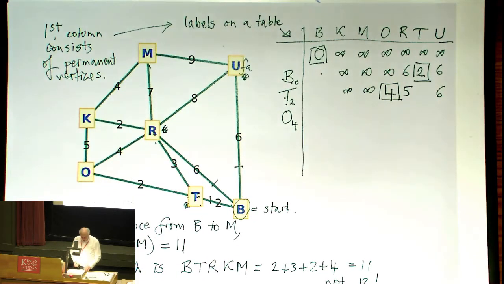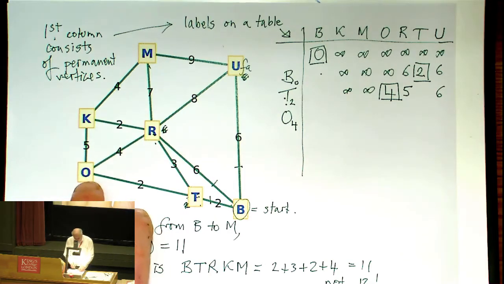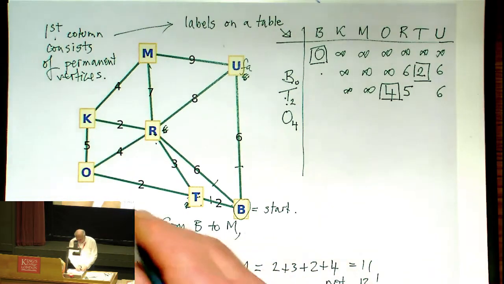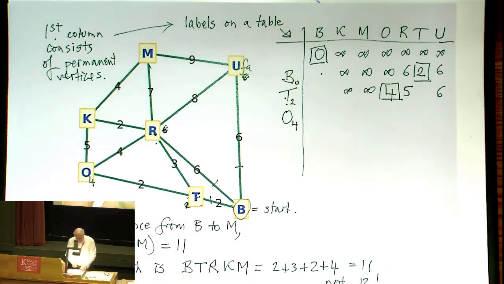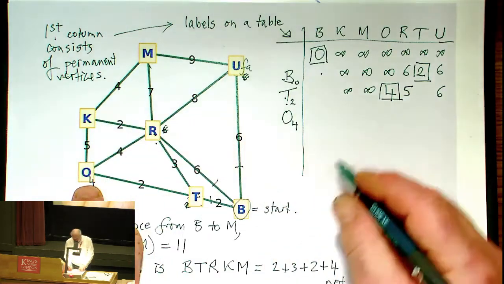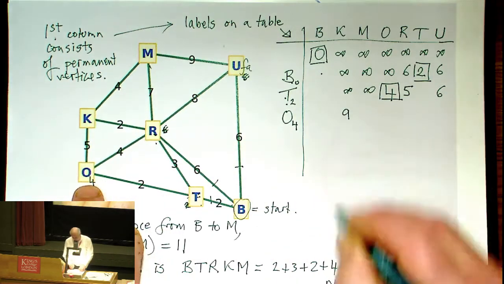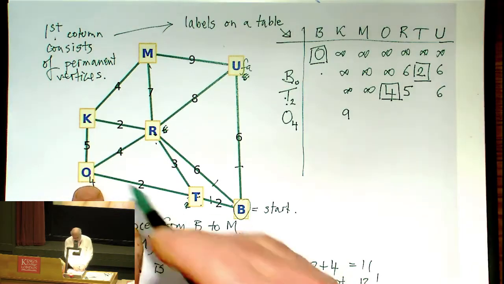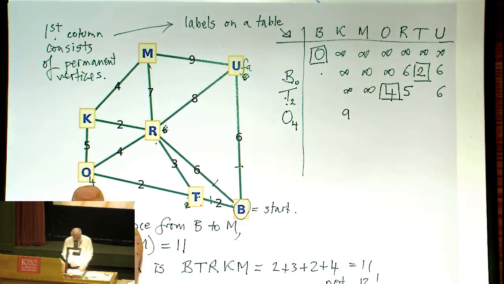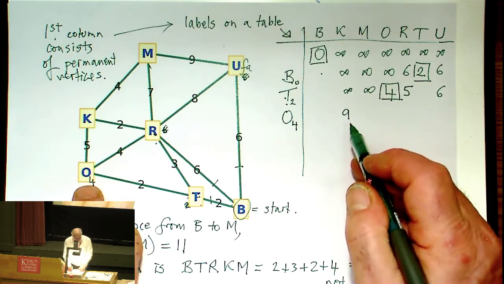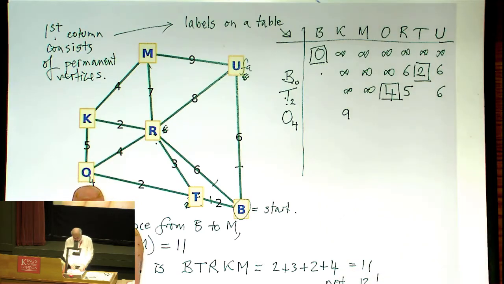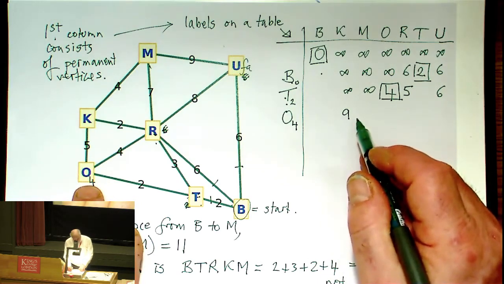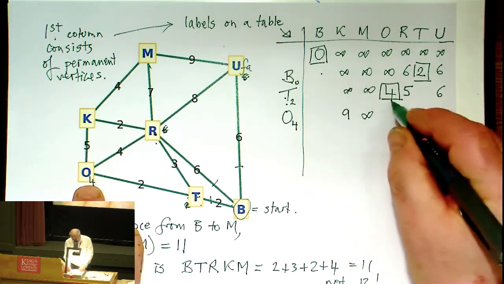And then I'll do the lot because it's a very small graph, and we scan from O. So O now has this permanent label of 4, so that's the starting distance. I can get to K now, adding 5, so the distance from B to K via O is going to be 9. That may not be the shortest distance, in fact it isn't. O to M I can't do, so that stays at infinity.